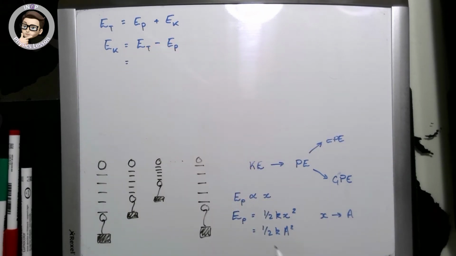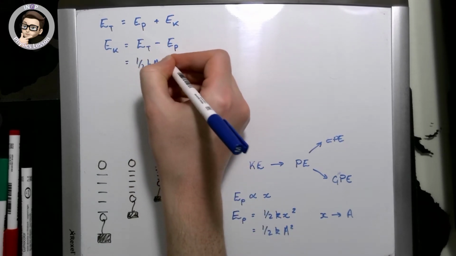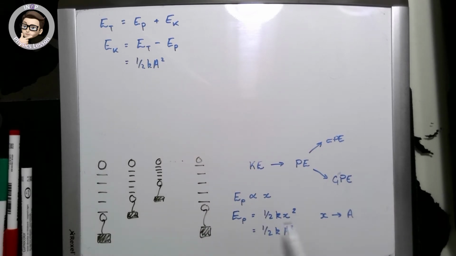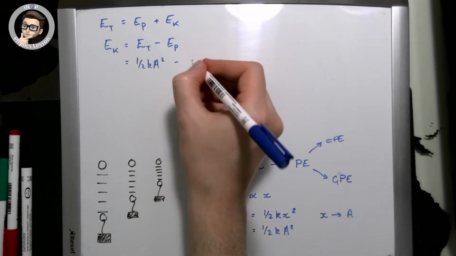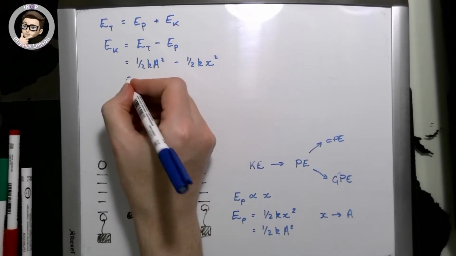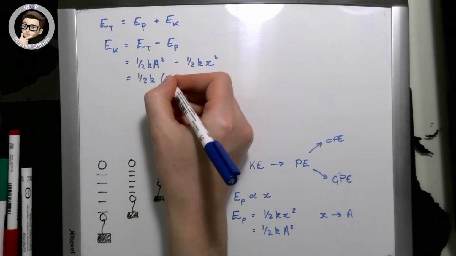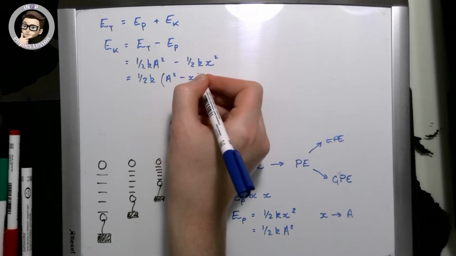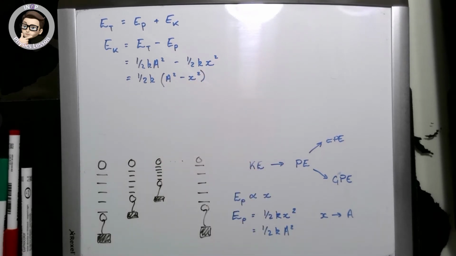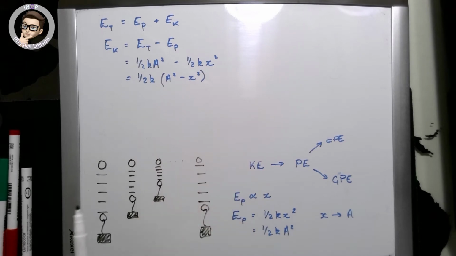Okay, so we know what the total energy is, we're told. Total energy, we worked out, was going to be 1/2 kA squared. And the potential energy, we know is 1/2 kx squared. So minus 1/2 k displacement squared. And if we put this and simplify it, we can say, well, we've got 1/2 k (A squared minus x squared). So now we've got an equation for the kinetic energy. So this is the kinetic energy of a spring.